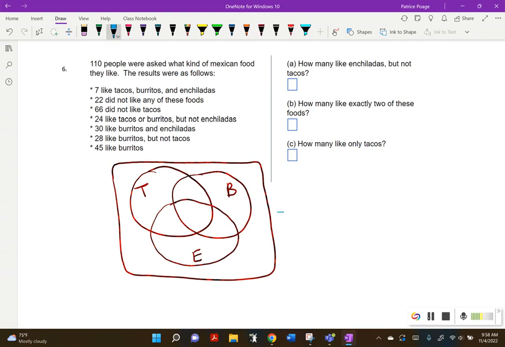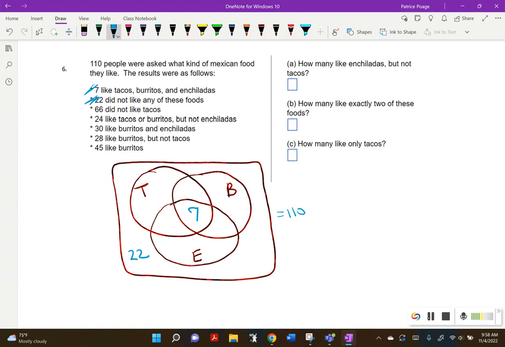And we can start with we know this whole thing equals 110, and we can start with the very first number. 7 liked all 3. Okay. 22 did not like any of these. All right. 66 did not like tacos. So if you cover up the taco circle with your thumb, that's going to be these other 4 numbers. Can't do that.